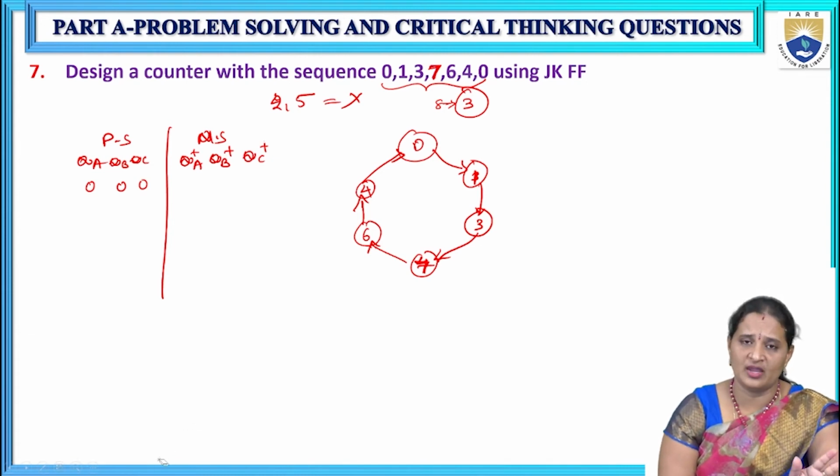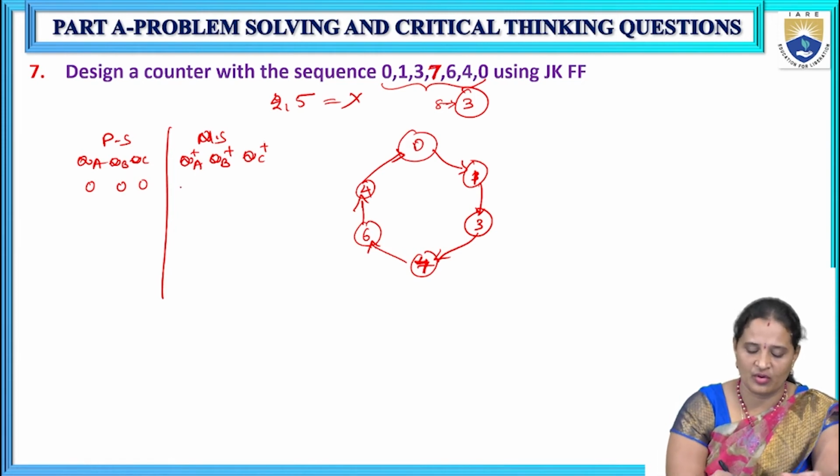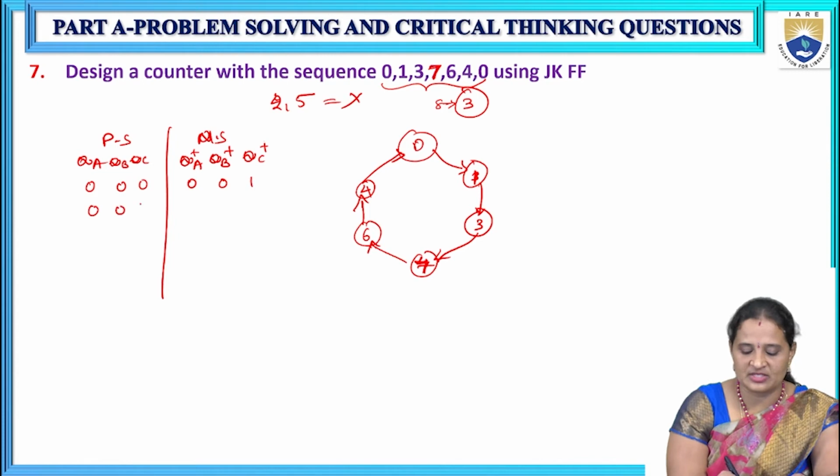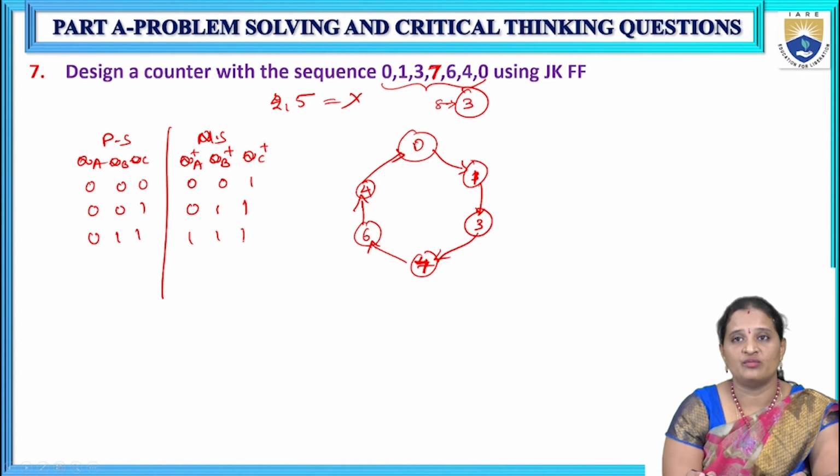It should not be restricted that it should follow the order. So it can follow any order. So that order we have to follow. So if my present state is 0, what should be my next state? That is 0, 0, 1. If my present state is 0, 0, 1, what is my next state? 0, 1, 1. Next, if my present state is 0, 1, 1, instead of going to 4, it will be going to 1, 1, 1.